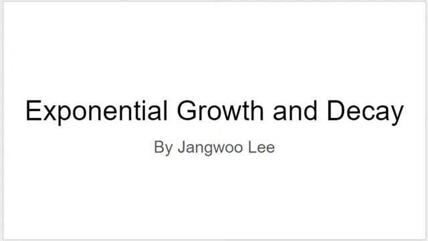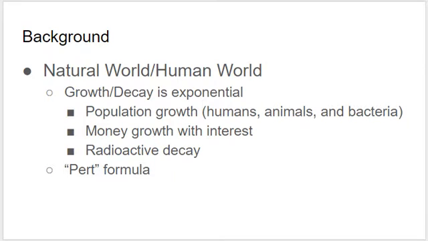So the topic is exponential growth and decay. First, let's have some background information. In the natural world and the human world, we experience growth and decay, which often occurs at an exponential rate. For example, population growth. In humans, animals, bacteria, etc., populations often grow exponentially if there are no natural limiting factors such as predation or a lack of nutrients.